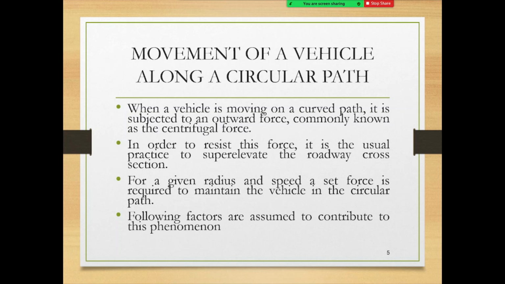Why? Now if it is a flat surface, what happens? If it is a flat surface, there is centrifugal force and there is the weight of the vehicle, and with the weight of the vehicle there is a force called friction force. What is friction force? Friction force, F equals mu R. Mu is the friction factor. Okay, so if the surface is flat, the centrifugal force has to be balanced by the friction force alone. Okay, friction force alone.